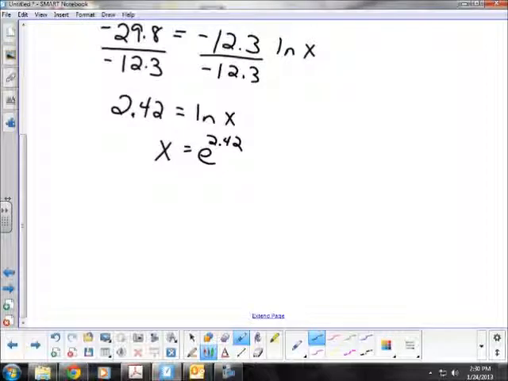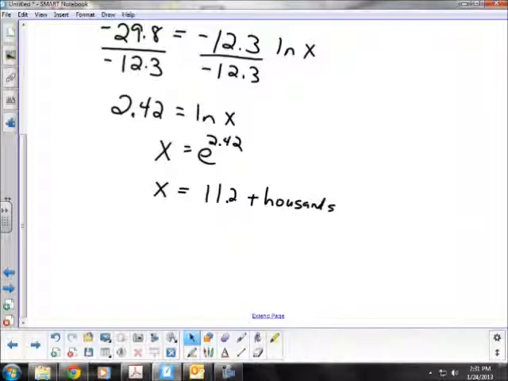Y'all got to learn how to use that formula. The base of ln is e. e to the answer of the log problem is equal to the argument. No, that's just a number. You just plug that in. 11.0, so 11,000. $11,200. So about $11,200 is their annual income.